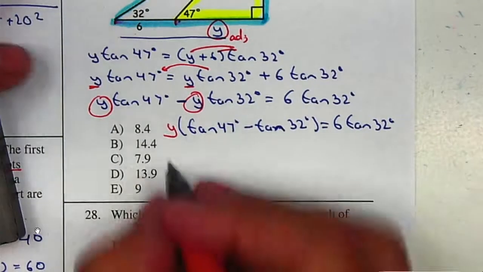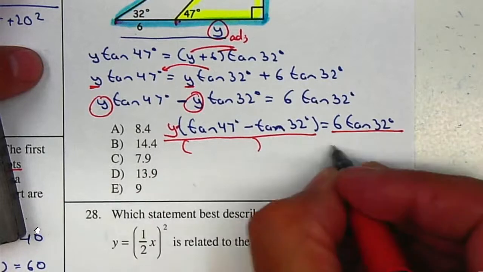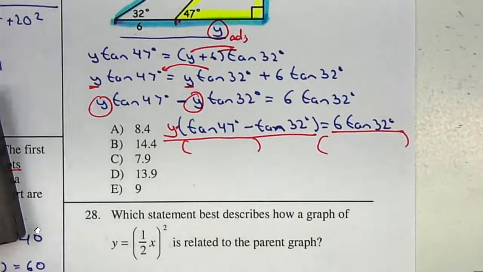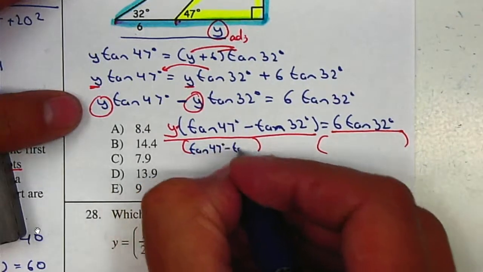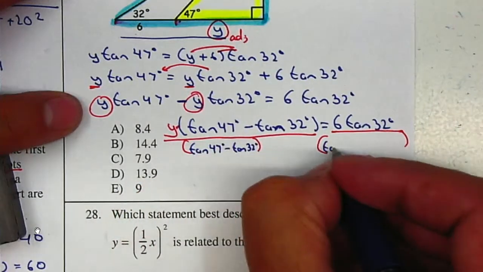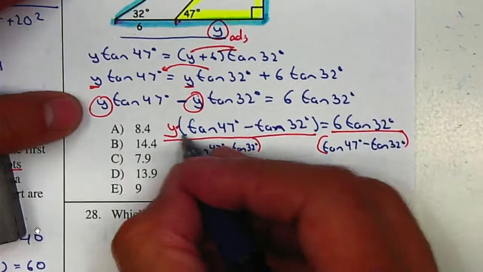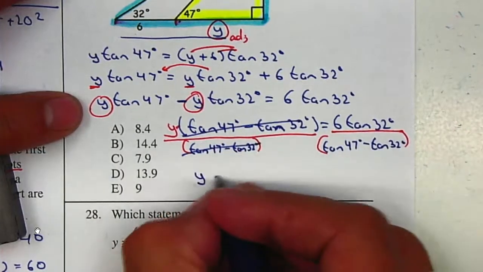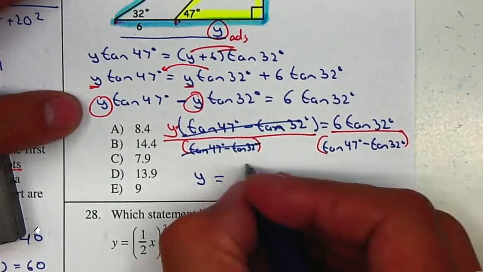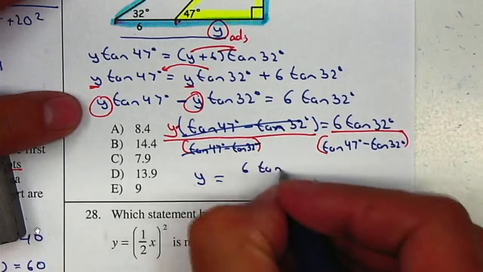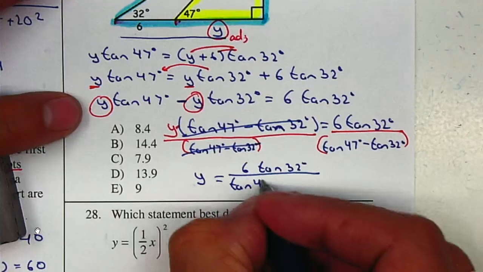And now since they're multiplying, I'm going to divide by this on both sides. I'm going to divide by tangent of 47 degrees minus tangent of 32 degrees on both sides. So this cancels, and I now have my y by itself. So y equals 6 tangent of 32 degrees over the tangent of 47 degrees minus tangent of 32 degrees.